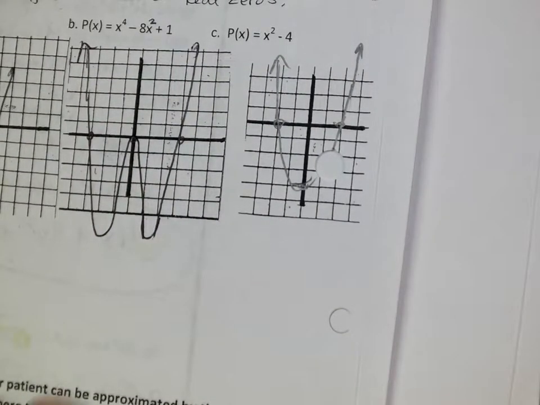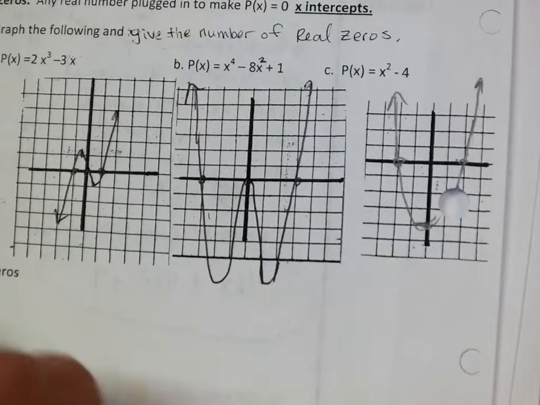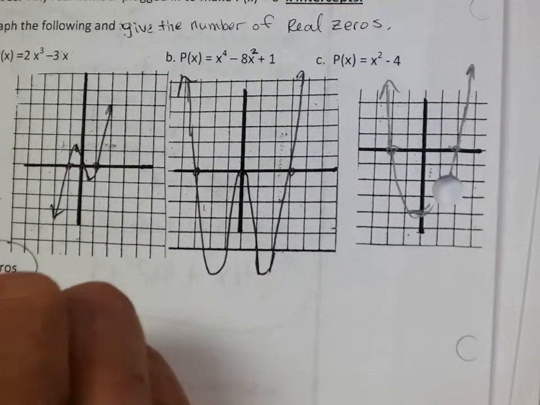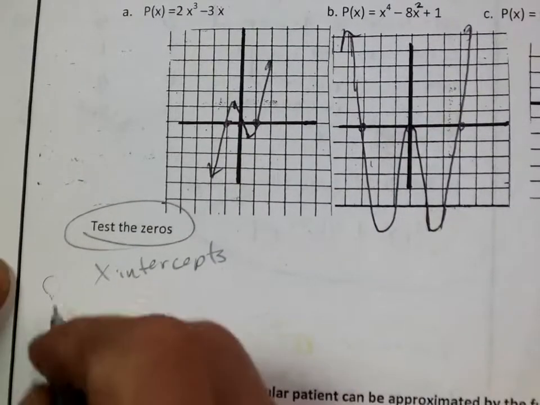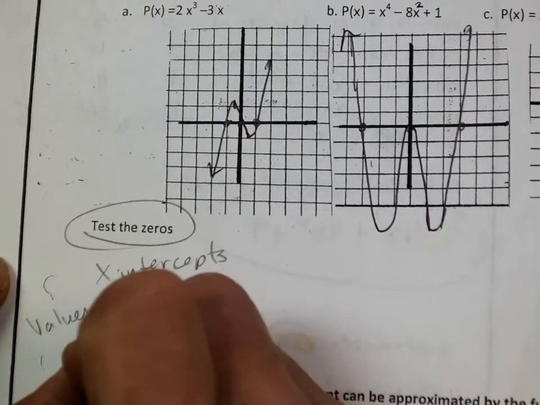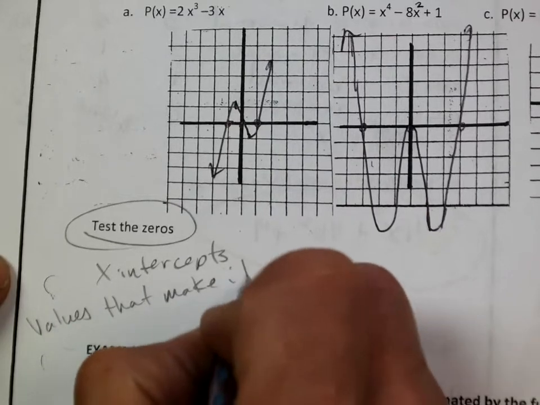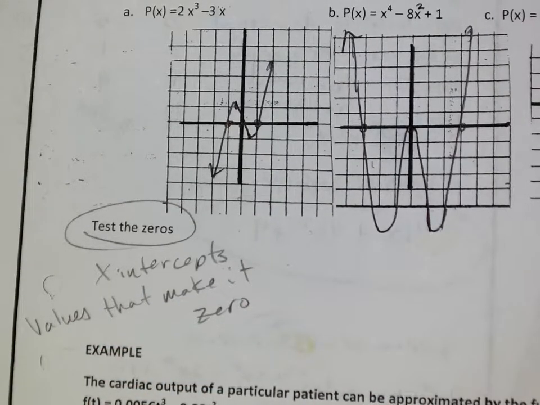Now the zeros. What the heck are the zeros? Well, the zeros is where it has a height of zero. So the zeros are going to be the x-intercepts. They're also values that make it zero. Okay, write that down. That's why they're called zeros. The zeros are called zeros because they make it have a value of zero.